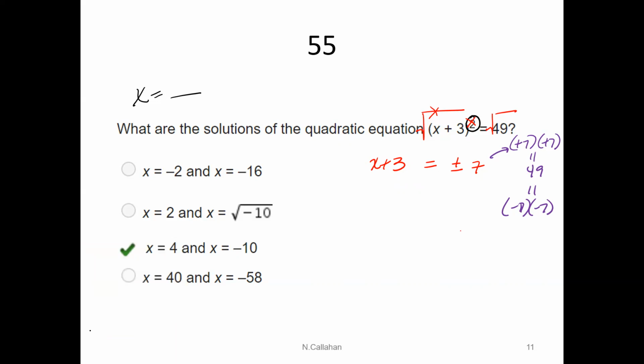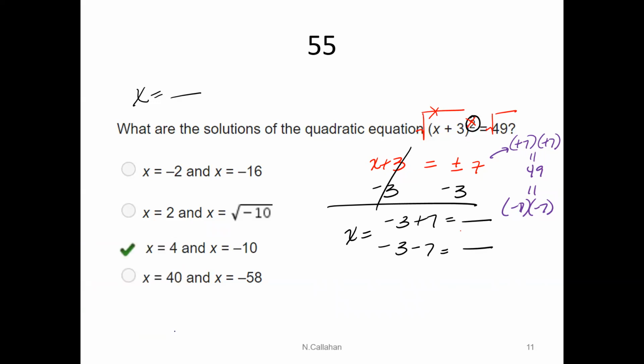One last step. How do you get rid of a positive 3? Let's subtract that. And then I have x is equal to negative 3 plus 7 and negative 3 minus 7. So guess what? I lied. You have one more step after that. If you have your calculator, you can type that in, or you can just do this in your head. What are your two answers? Negative 3 plus 7 is 4. What's negative 3 minus 7? Negative 10, right? So then A, B, C, or D, which one do you think it is, you guys? It's the only one that matches.